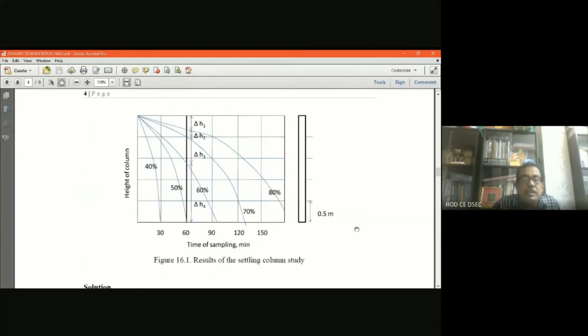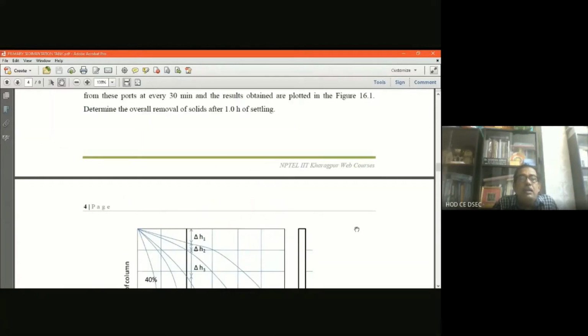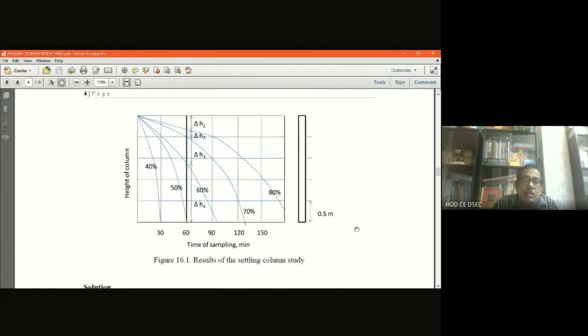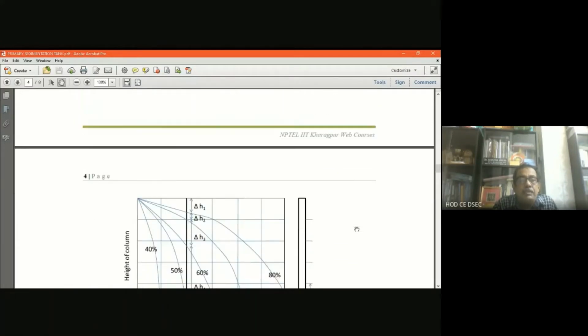Fine. This is the curve. We have obtained results from the laboratory tests. These curve results have been given. Now I have to find out the overall removal of solids after 1 hour of settling. That means after 1 hour of settling, what is the total removal of the solids, the overall removal of the solids.